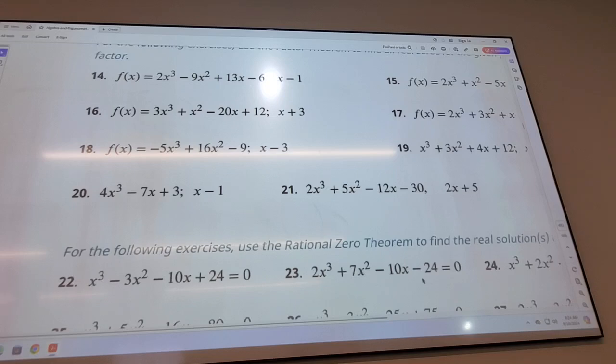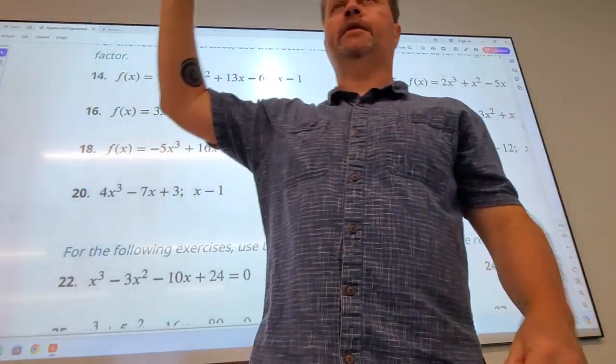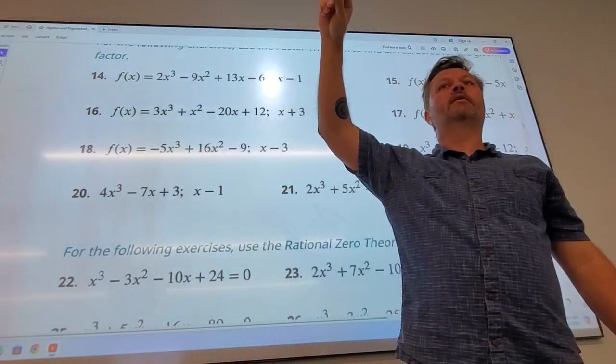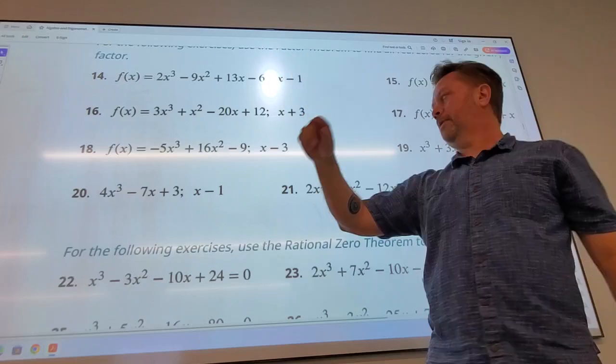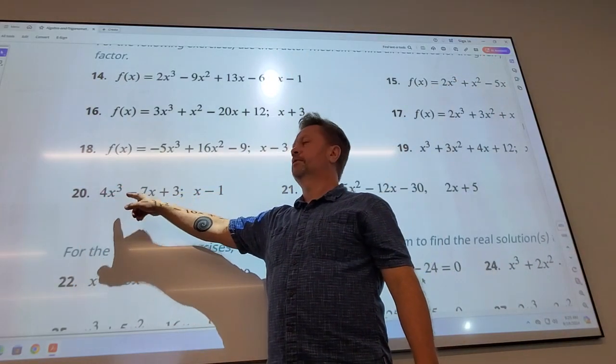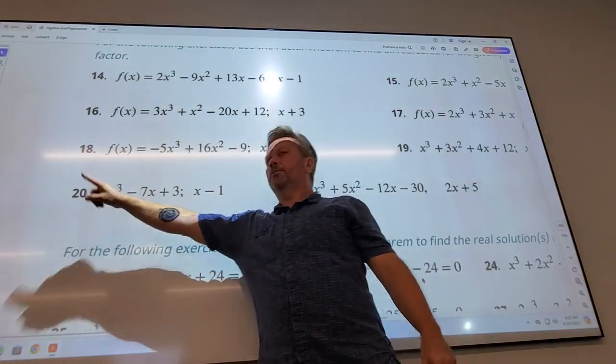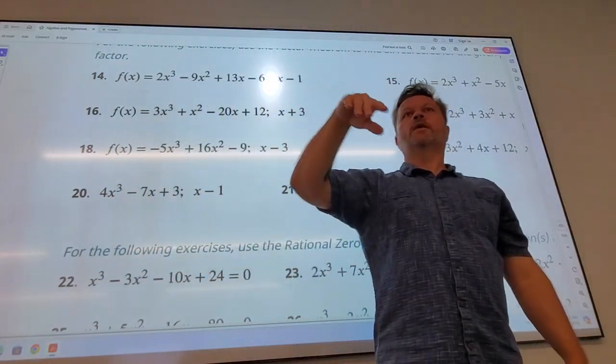So what's really beautiful about number 20 is they told you something that works. Right? So what am I going to synthetically divide by? 1. And what am I going to be careful about when I go to set it up? It's missing x squared. So I better put what coefficients? 4, 0, -7, 3, yes? Is that cool? And you put a little 1 in the little penalty box and you go to town.